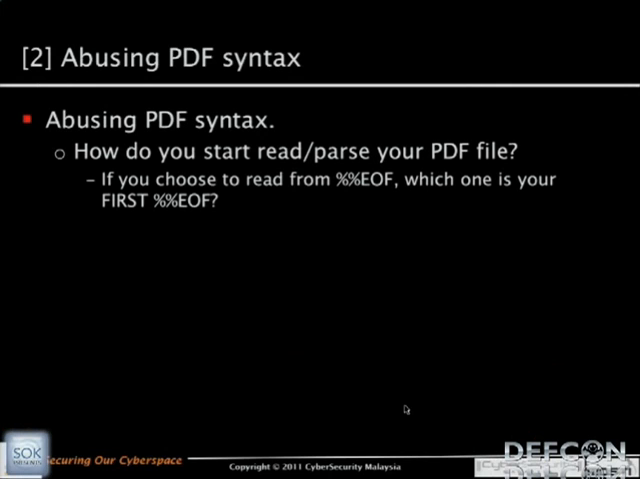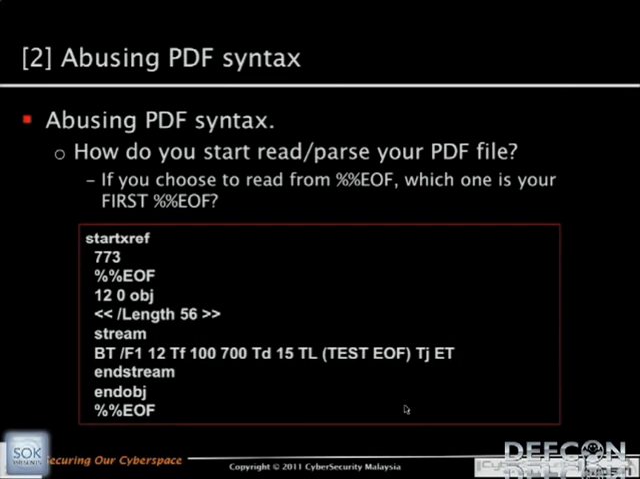if you choose to read from the xref, which one is going to be your first xref? Because like I mentioned earlier, you can have multiple xrefs within a single PDF file. For example, this one. If you start from the xref, right? If you're parsing your PDF file using the xref as a starting point, which xref do you want to refer to? Do you want to refer to this one, or this one?